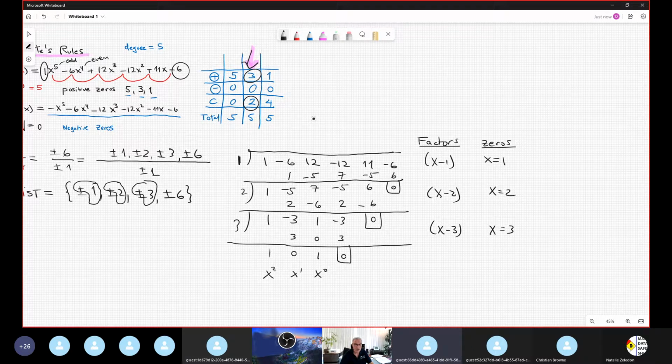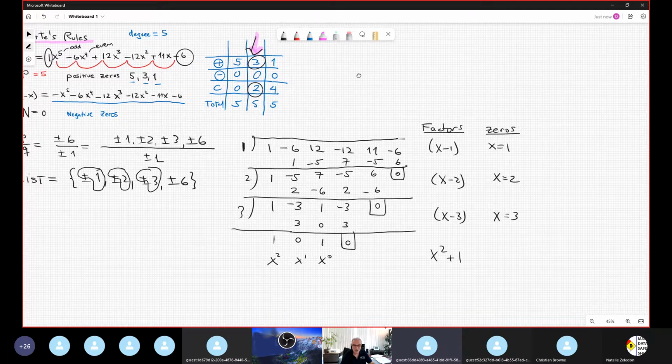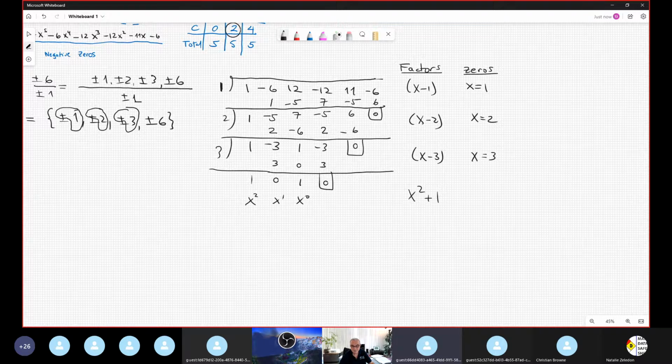Okay, remember degree 5 at the beginning. You perform 3 synthetic divisions, it's reduced to 4, 3, and this is degree 2. So now the last factor is x squared plus 1. Look, x squared is missing the x term, and plus 1. Of course, the zero of that part: put it equal to 0 and you solve for x.